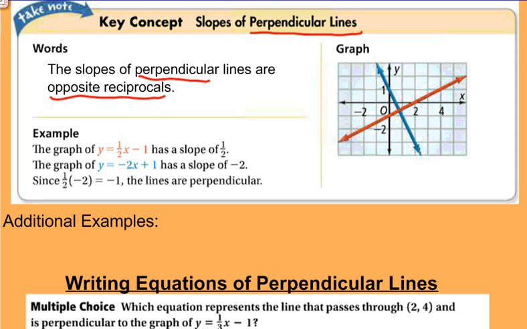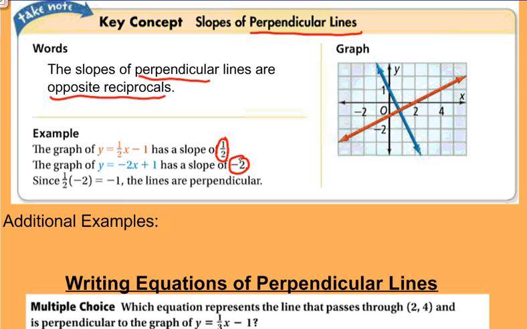So we look at our graph, we have y equals 1/2 x minus 1, and so that would be the slope of 1/2. Y equals negative 2x plus 1. So it's a slope of negative 2. Alright? Now if you multiply those two slopes together, you end up with negative 1. So that's a unique similarity between slopes of perpendicular lines.